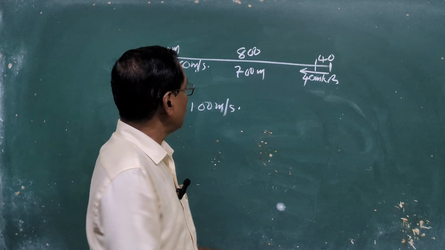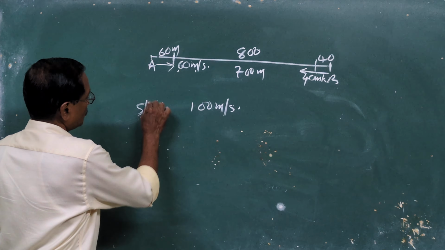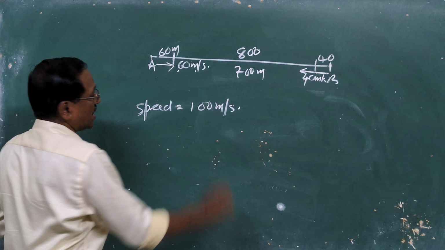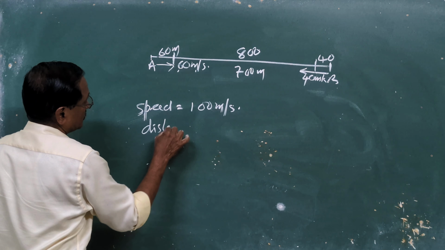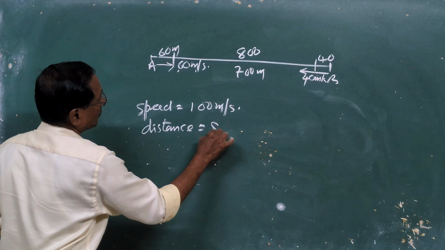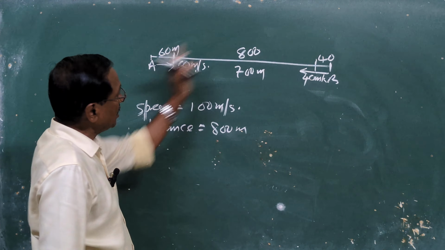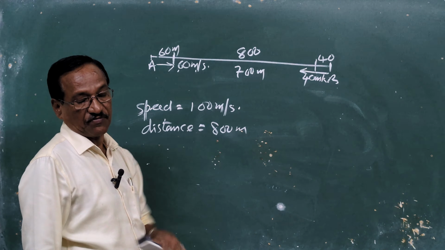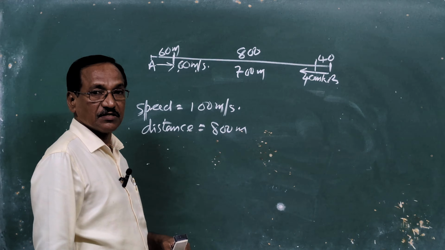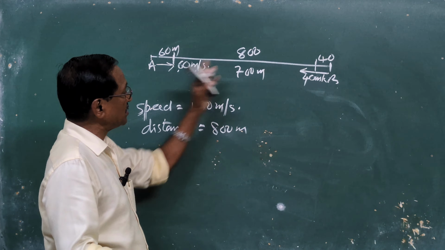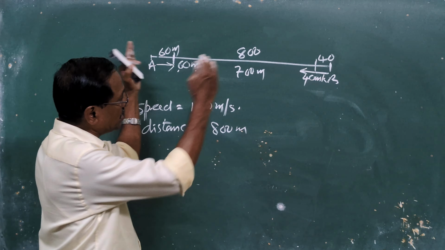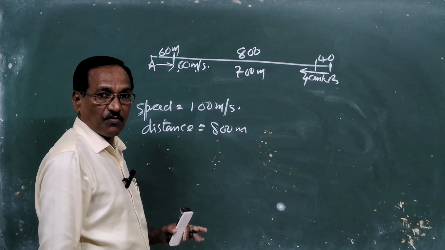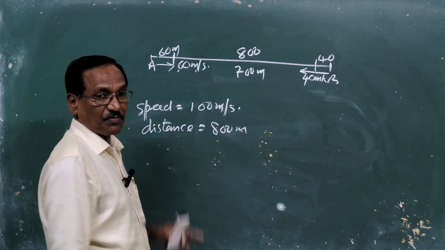So in our question, the effective speed is 100 meter per second and the distance equals 800 meter itself, the original distance itself. You take the original distance itself as the distance. You need not take 700, 600 in that way. You just take the original distance 800 meter itself, but you take the speed as 100 meter per second.